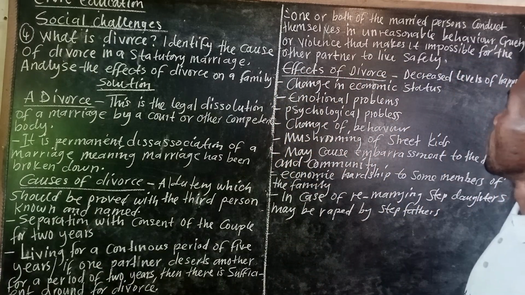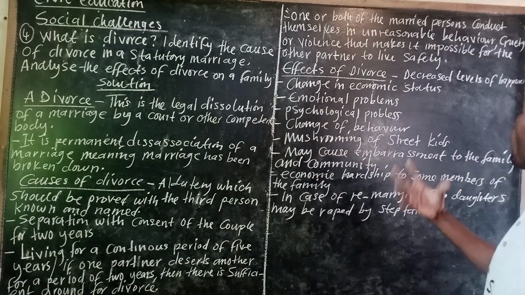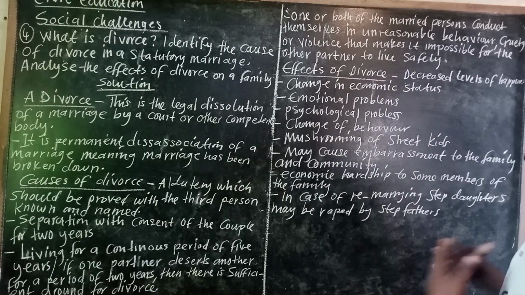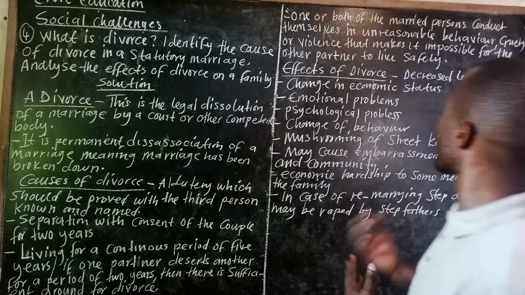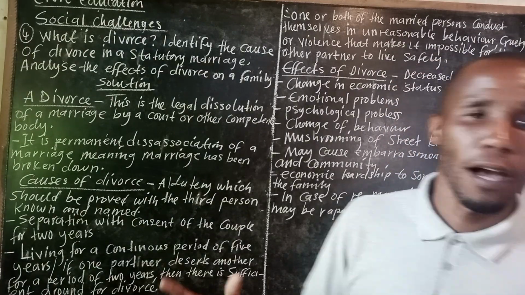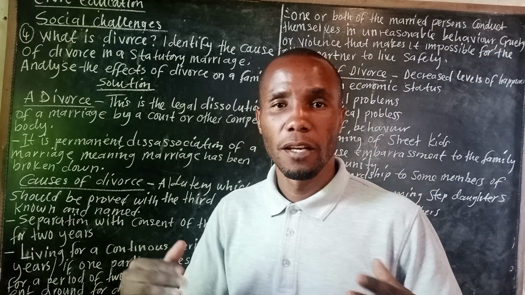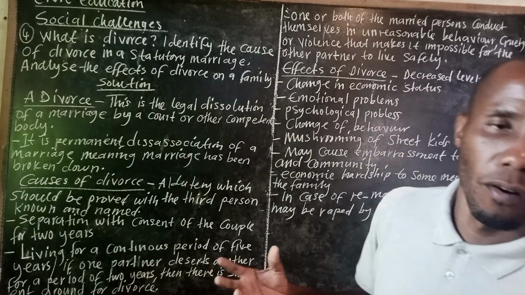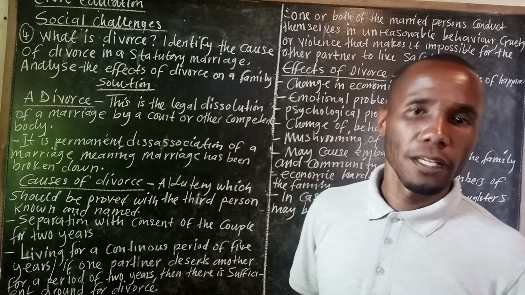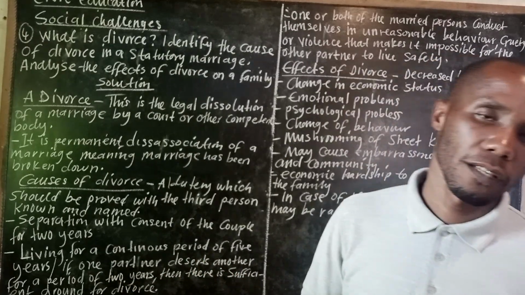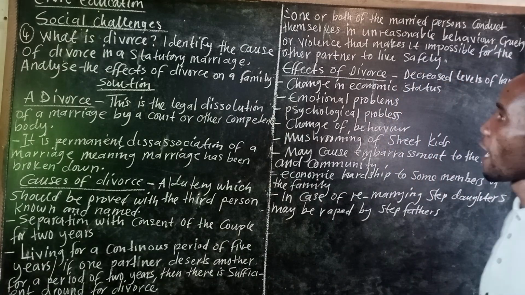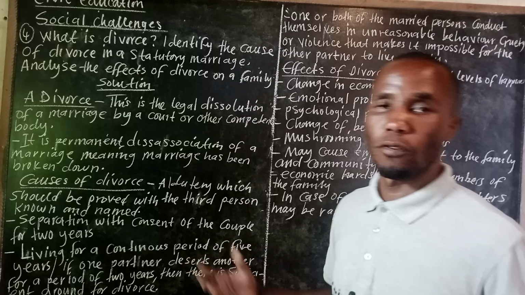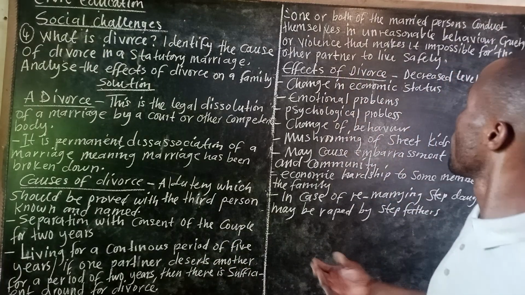Then the other cause is when one or both of the married persons conduct themselves in unreasonable behavior, cruelty, or violence that makes it impossible for the other party to live safely. So if they are quarreling, there is that cruel behavior, and that can also lead to divorce, because the other party is not safe. Now we've answered that question on the causes of divorce. Then we can go to the effects of divorce.